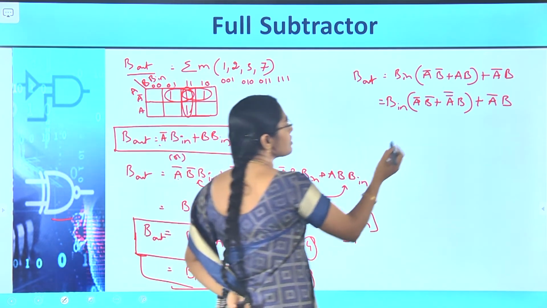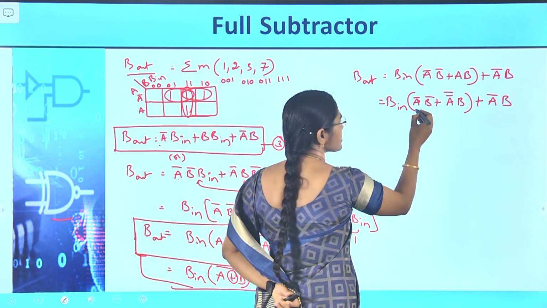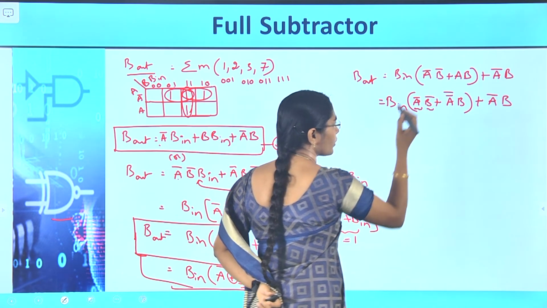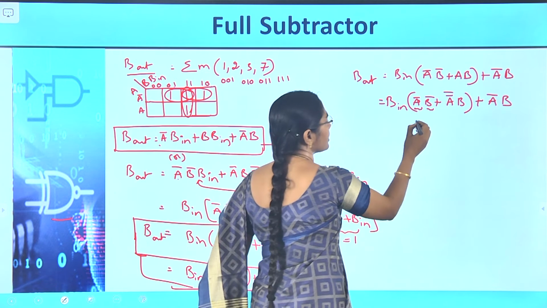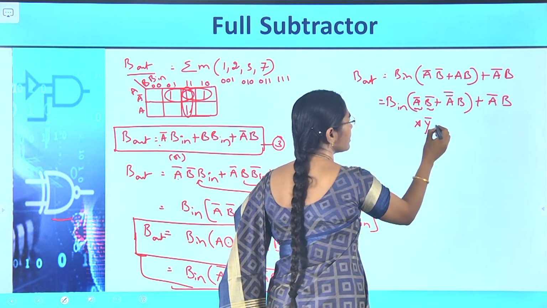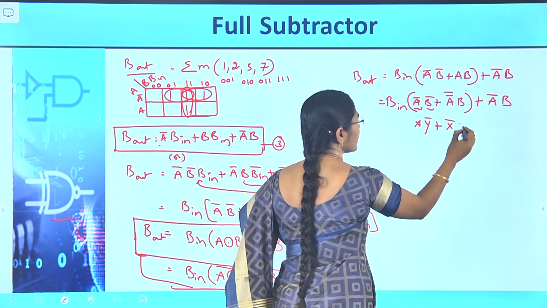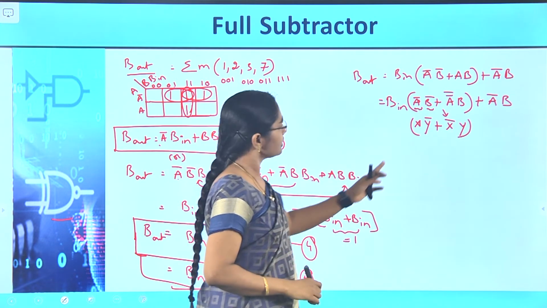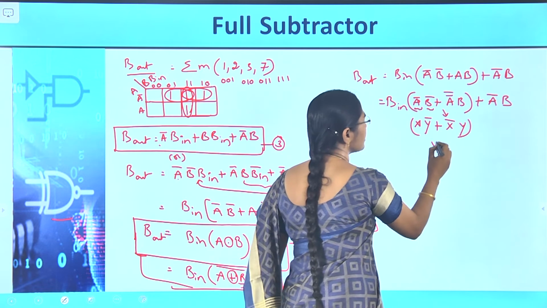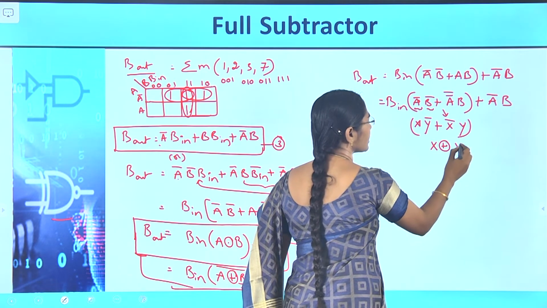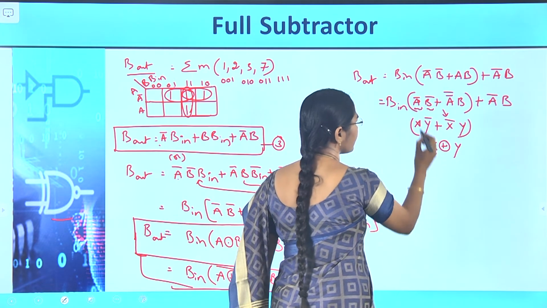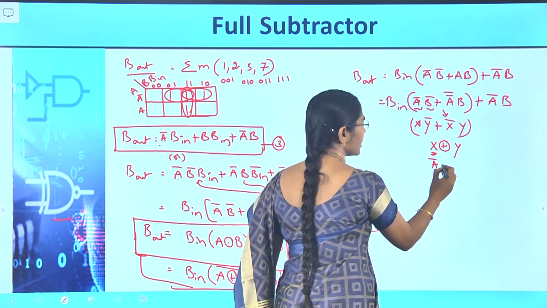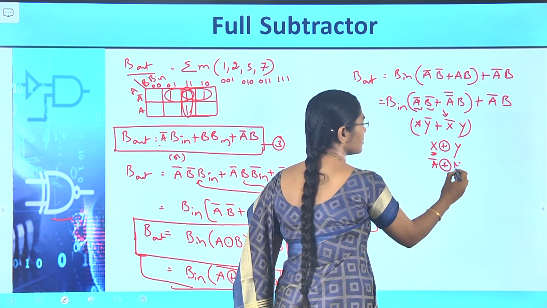Okay. So how can we write this? Let us take X, Y. How is it? X, Y bar plus X bar into Y. This is the form. Then what is this? It is equal to X XOR with Y, where X is equal to what? What have we taken as X? A bar. So A bar XOR with B.